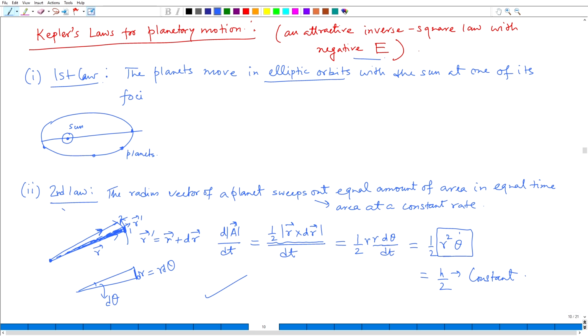Now, for Kepler's second law, you see that this is a general conclusion which is true for any central force, whereas the first law is only true for planetary motion. So, the first law needs the force law to be inverse square, attractive, and the total mechanical energy to be negative, whereas the second law is much more general.